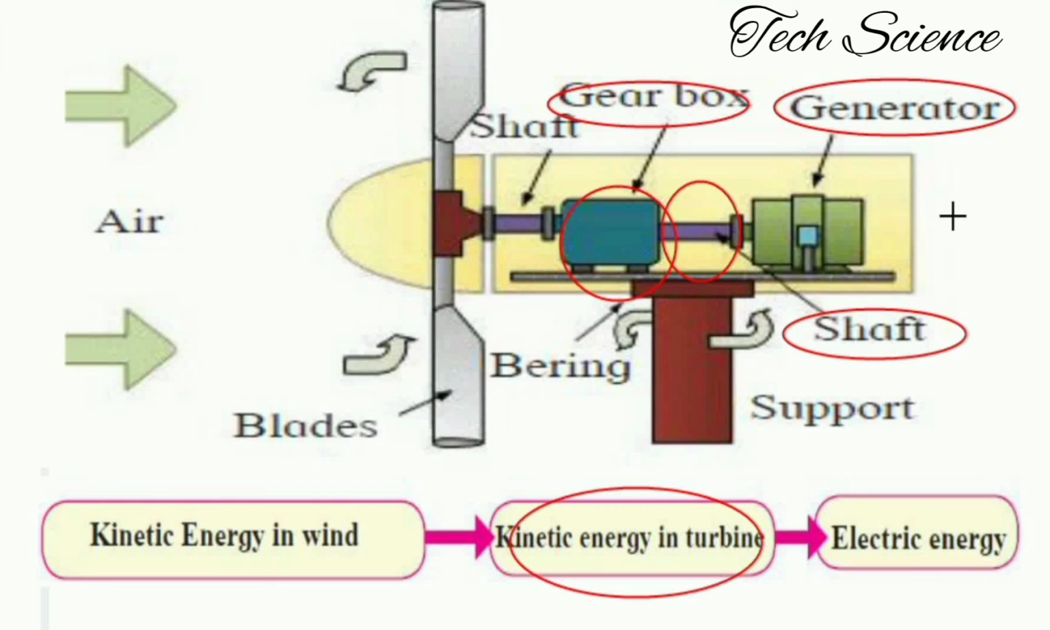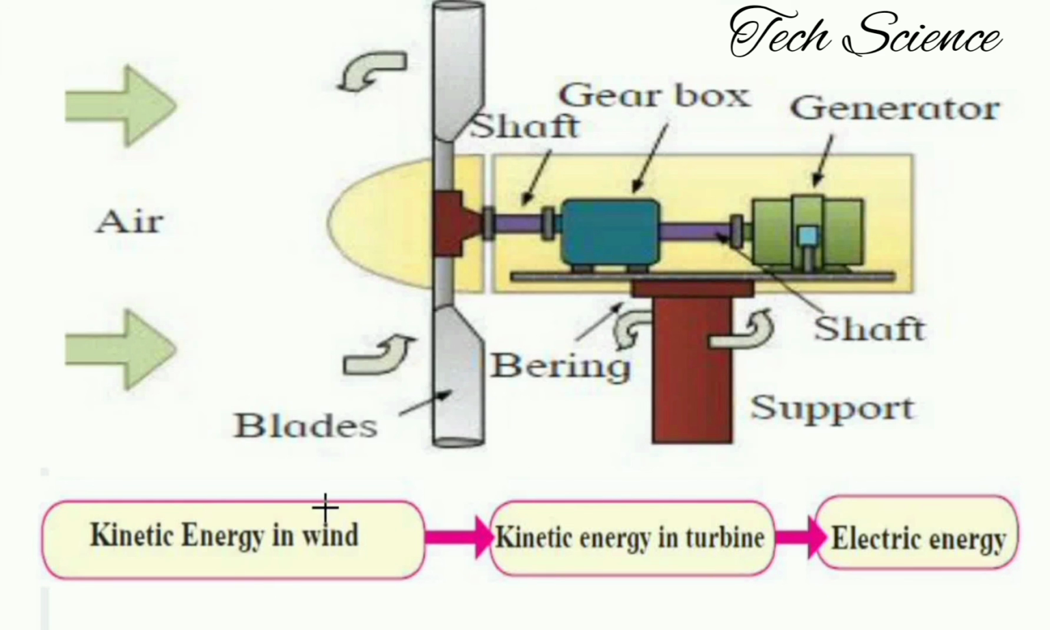So this is exactly the transformation of the kinetic energy present in the wind into electrical energy, generated by the generator using the windmill. This complete diagram is also called the construction and working of the windmill.